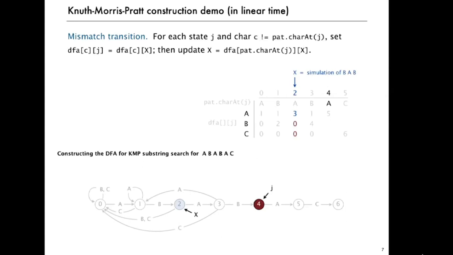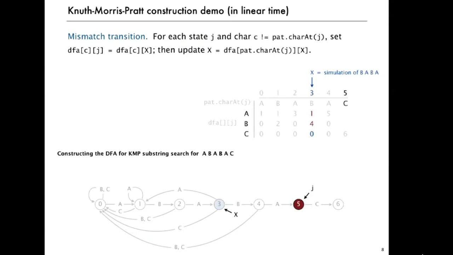State 4, we have to fill in B and C. We go to X's column and copy over B and C from X's column. Then we update X. Next is to C and A. We go to state 3. Now we're ready for state 5. We've got X all computed.